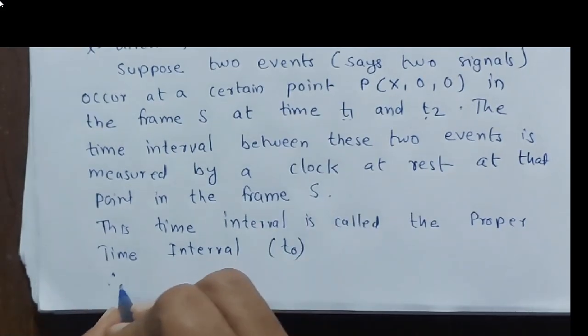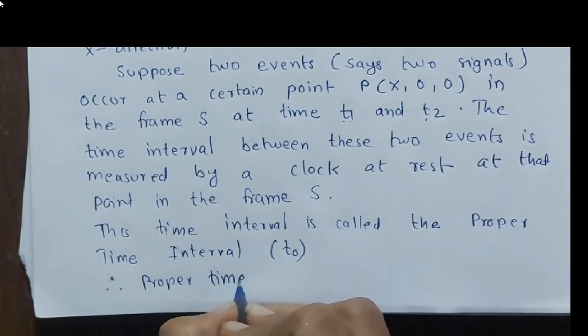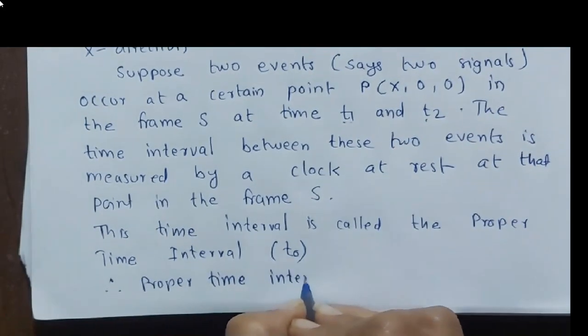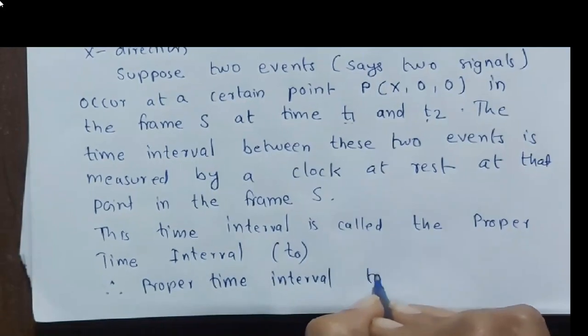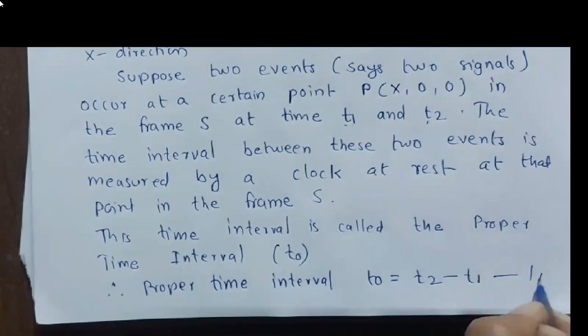Therefore, proper time interval T0 is difference of the time. This is our equation 1.